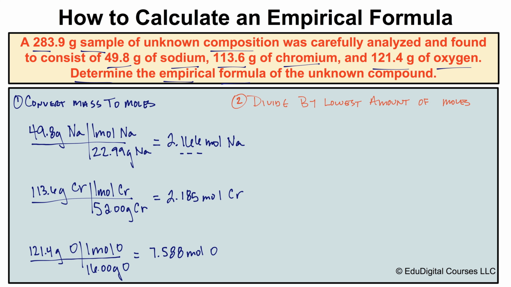So let's take a look. What's the lowest amount? We just got done saying that 2.166 is our lowest amount of moles. So we're going to divide all of these by 2.166. We'll divide this by 2.166, and this by 2.166. So this ends up becoming 1. This also ends up becoming something very, very close to 1. And 7.588 divided by 2.166 is 3.5.